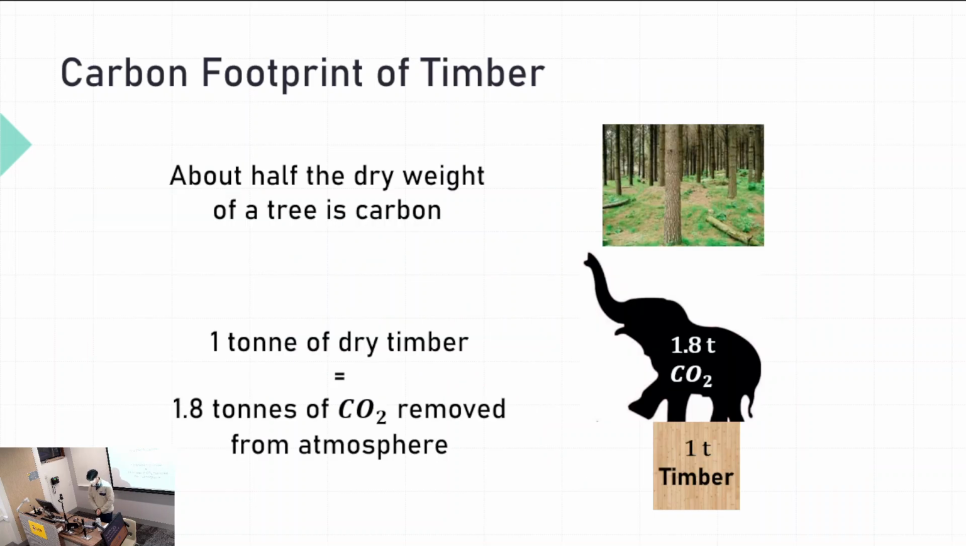So that's where timber comes in. The good thing about timber is that it essentially can store carbon. About half of the dry weight of timber is actually carbon. And so 1 ton of dry timber equates to about 1.8 tons of CO2, which is sucked into the wood and stored there as a carbon sink until the timber is burned or it's released another way.